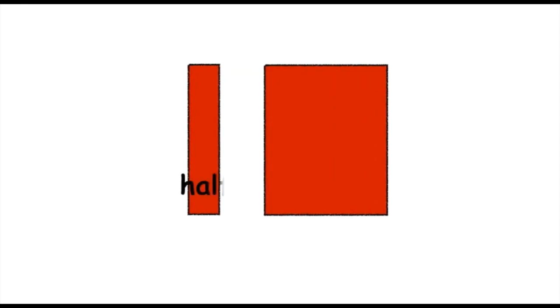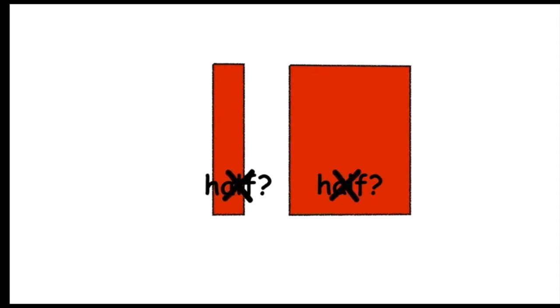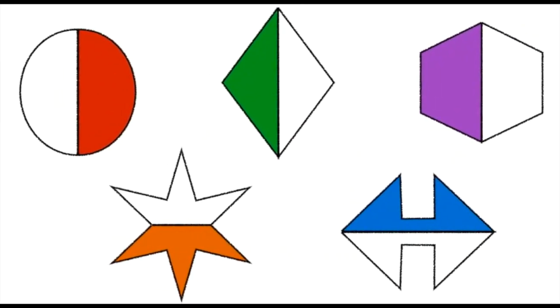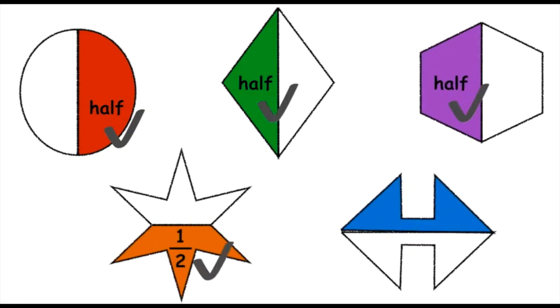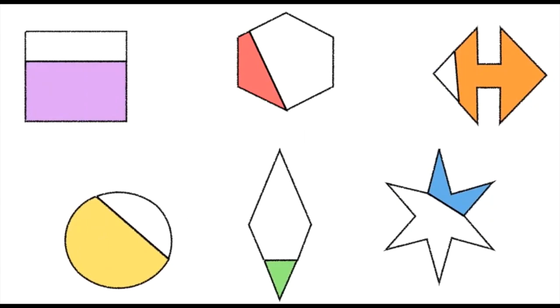Can I cut my square in half by drawing a line here? No. My square is in two pieces, but they are not the same size. One is much smaller than the other. These shapes have been cut into two parts. Each side is the same size. They have been cut into halves. These are all half because there are two equal parts.